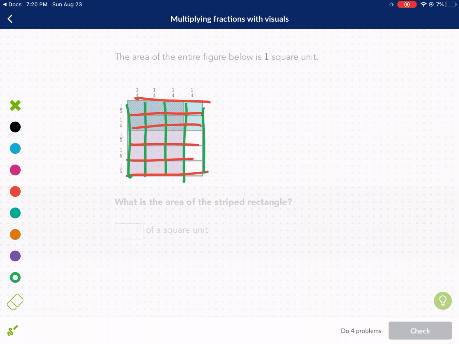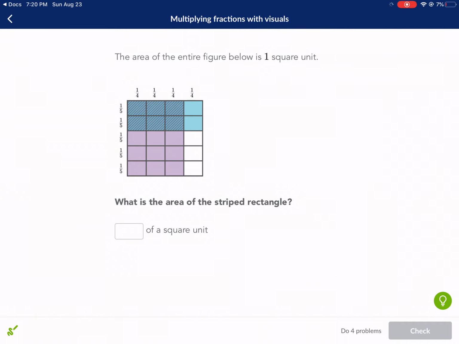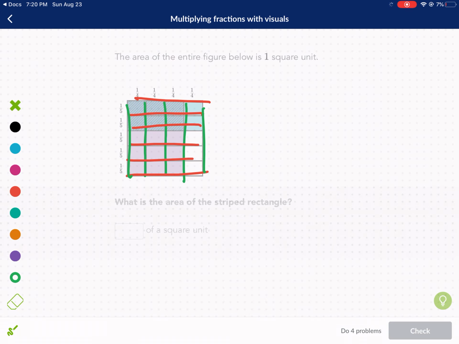Now, what does it want us to do? It wants to find the area of the striped rectangle. So we only want, let me highlight these here. What color shade? Purple. We only want these ones. So what we need is the area, which is known as length times width. So we want to know the length and the width of this thing.